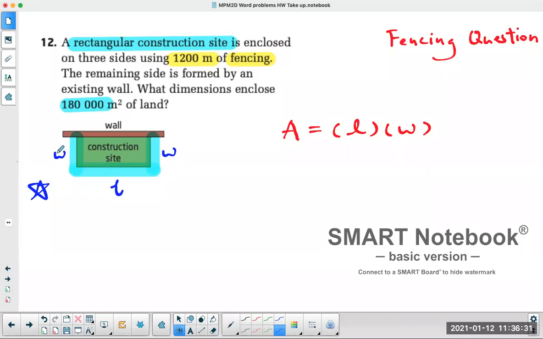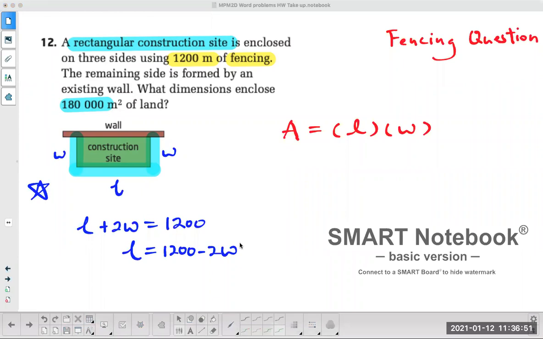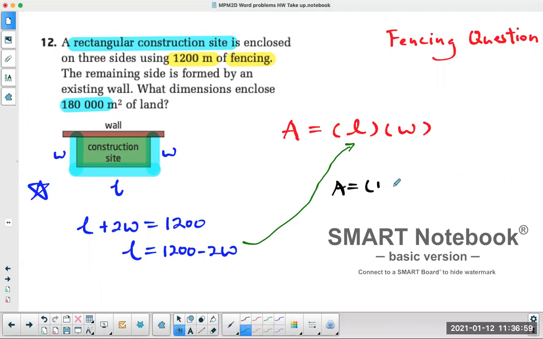So you would have a W on this side, a W on this side, and an L on this side. So the perimeter is going to be L plus 2W, and the perimeter is going to equal the amount of fencing material that's provided, which is 1,200 meters. So the length would equal 1,200 minus 2W. And you can substitute that right into here to set up your equation. So your equation is now going to equal (1,200 minus 2W) times W.